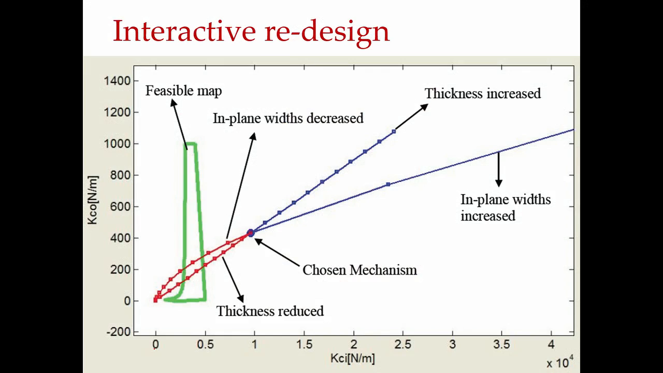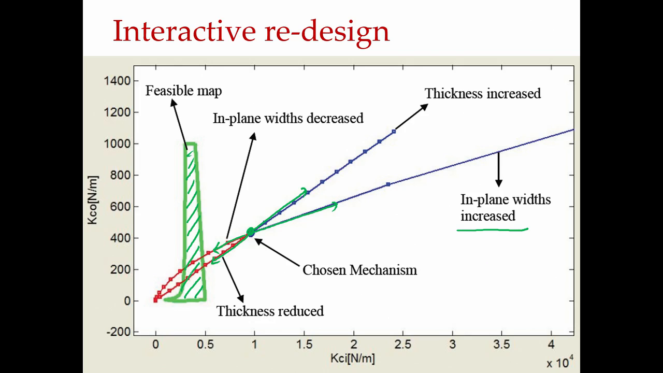So, it looks somewhat like this, where we have a feasibility map which is shown in green color here. This is all the feasibility map, and here the point happened to lie outside. Let us assume that there is nothing else, and we draw this: in-plane width increased will go like that, in-plane width decreased will go like this, and thickness increased goes like this, thickness decreased goes like this. So, that way we can bring it into the map, meaning that you are modifying the compliant mechanism that is close to the feasibility map to come inside the feasibility map, so that the N also matches.